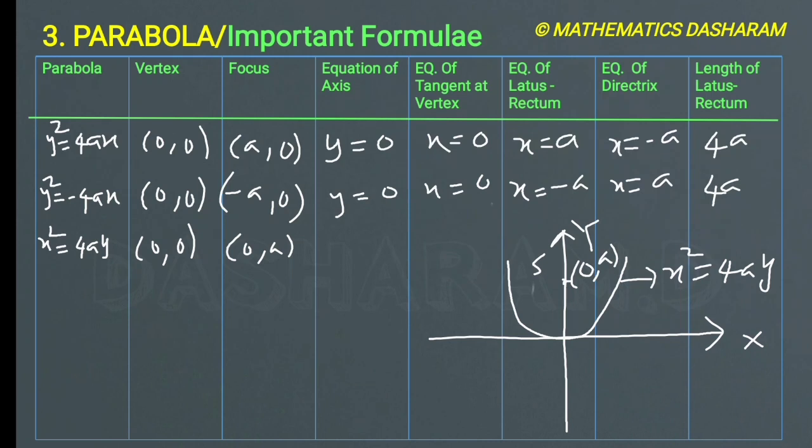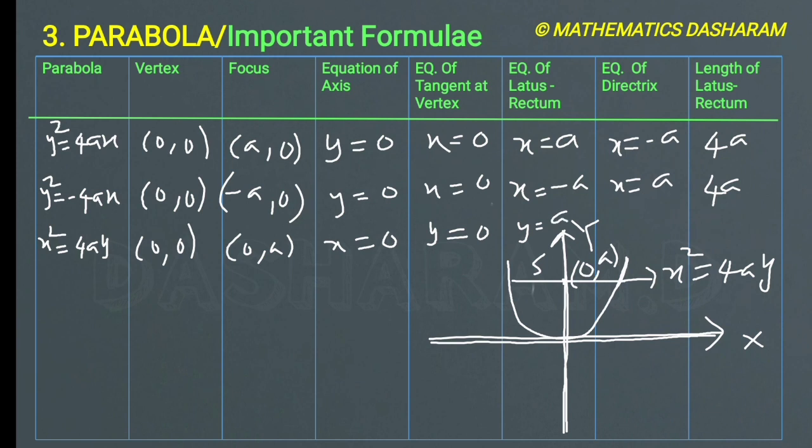Next, equation of axis. Axis means the parabola should be symmetric along with the y-axis. So that is why x equals to 0 is the equation of axis. Next, equation of a tangent at vertex. So here the x-axis is the tangent at the vertex. So its equation is y equals to 0. Next, equation of a latus rectum: a line segment passing through the focus is called a latus rectum, and its equation is y equals to a.